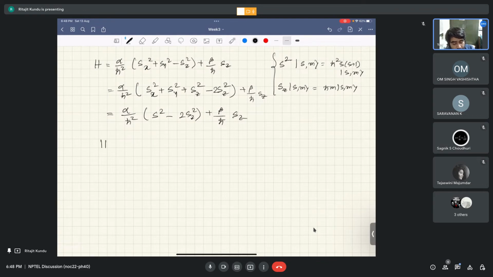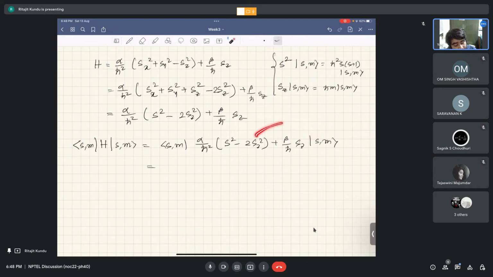What we want to calculate is the expectation value on this state s comma m, and the operator that will sit inside is h bar square S square minus 2 Sz square plus beta by h bar Sz. So we can actually use these eigenvalue equations. They will act on the state and give me some set of eigenvalues. So let's just do that.